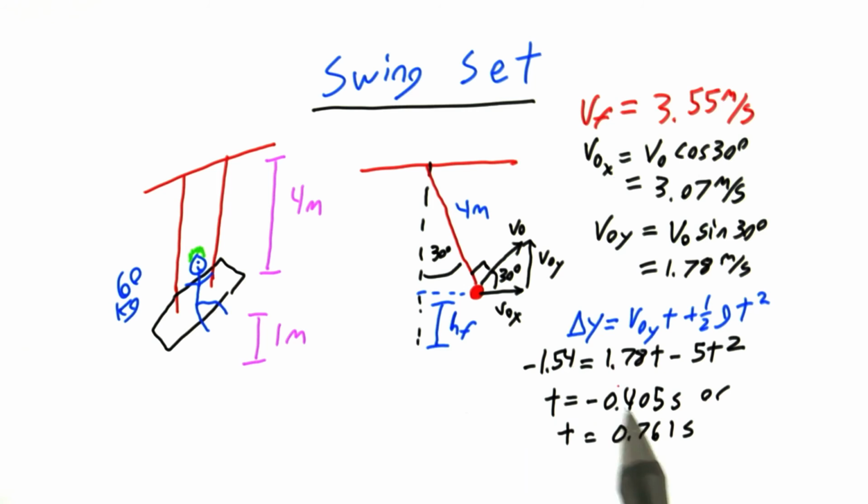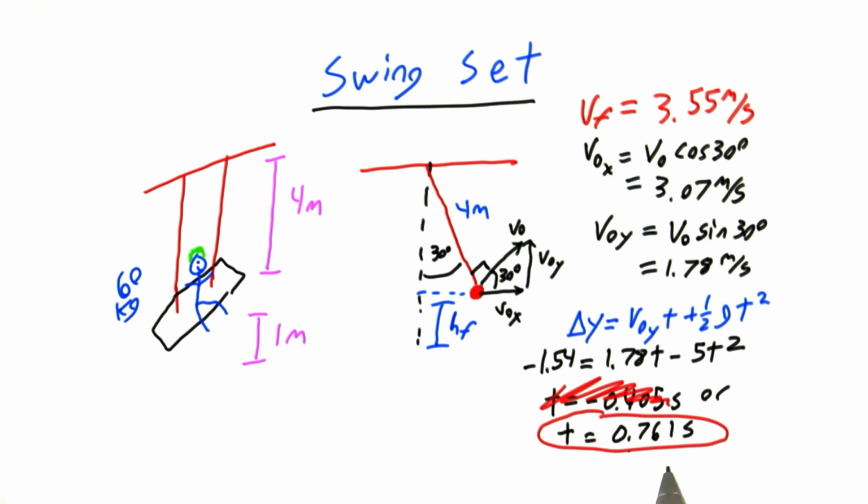And plugging in my numbers here and then using the quadratic equation to solve for t, I find that t equals negative 0.405 seconds or t equals 0.761 seconds. And just like in the ski jumping problem, we know that it's actually this value for time we care about. This one we don't care about. So now we know it takes me 0.761 seconds after I jump off the swing to hit the ground.